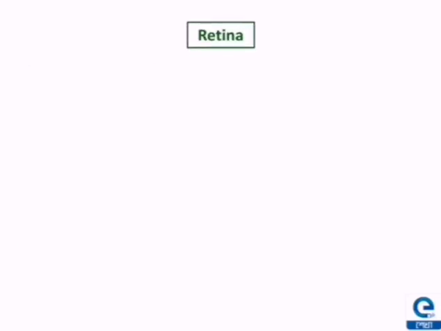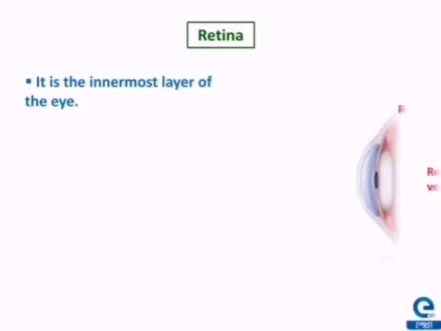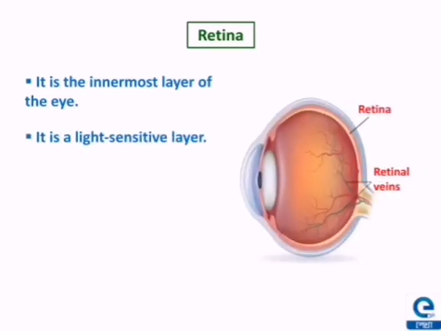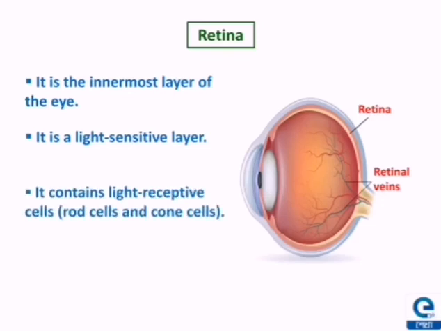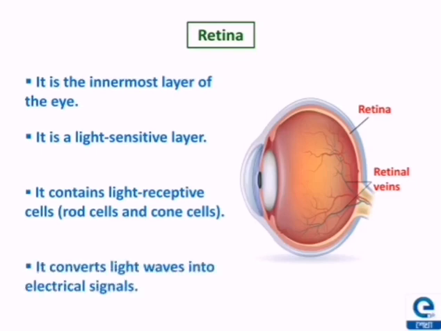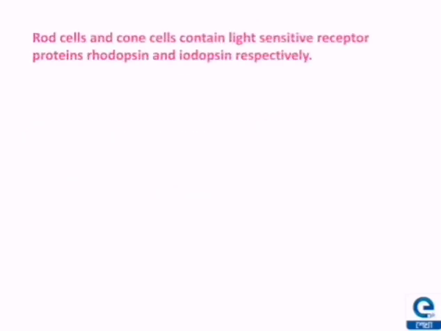Now we will learn about the retina. It is the innermost nervous layer of the eyeball. It is a light sensitive layer and it contains the light receptive cells called photoreceptors. The photoreceptors which are present in the retina are rod cells and cone cells respectively. They convert the light waves into electrical signals. The rod cells and cone cells contain two light-sensitive receptor proteins called rhodopsin and iodopsin respectively.